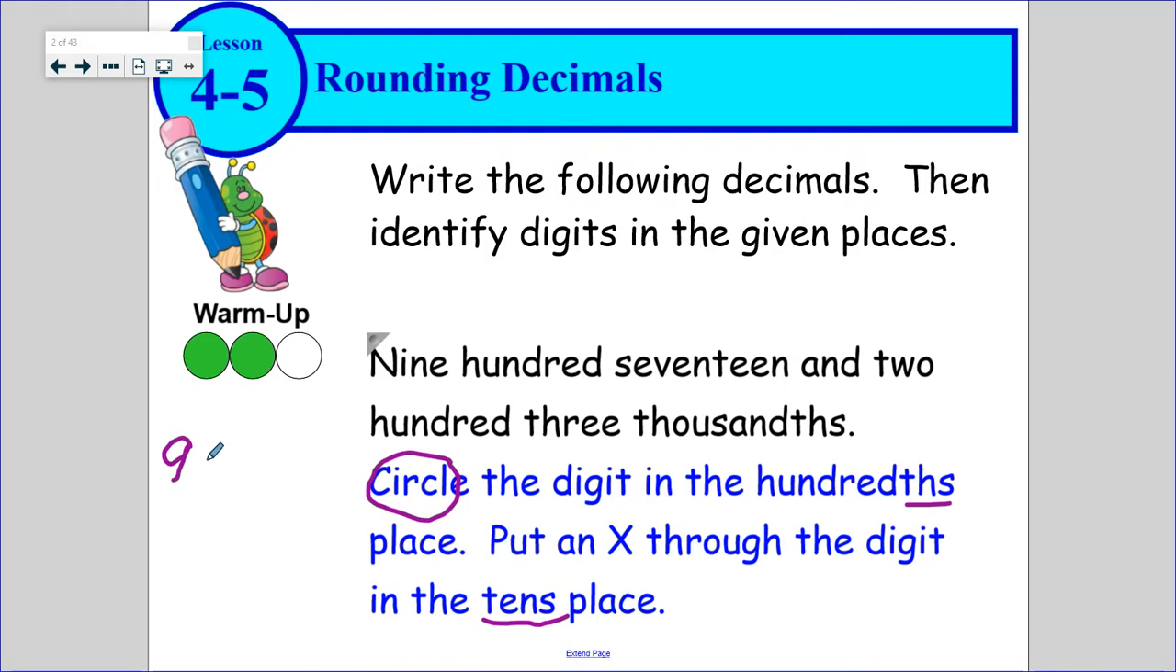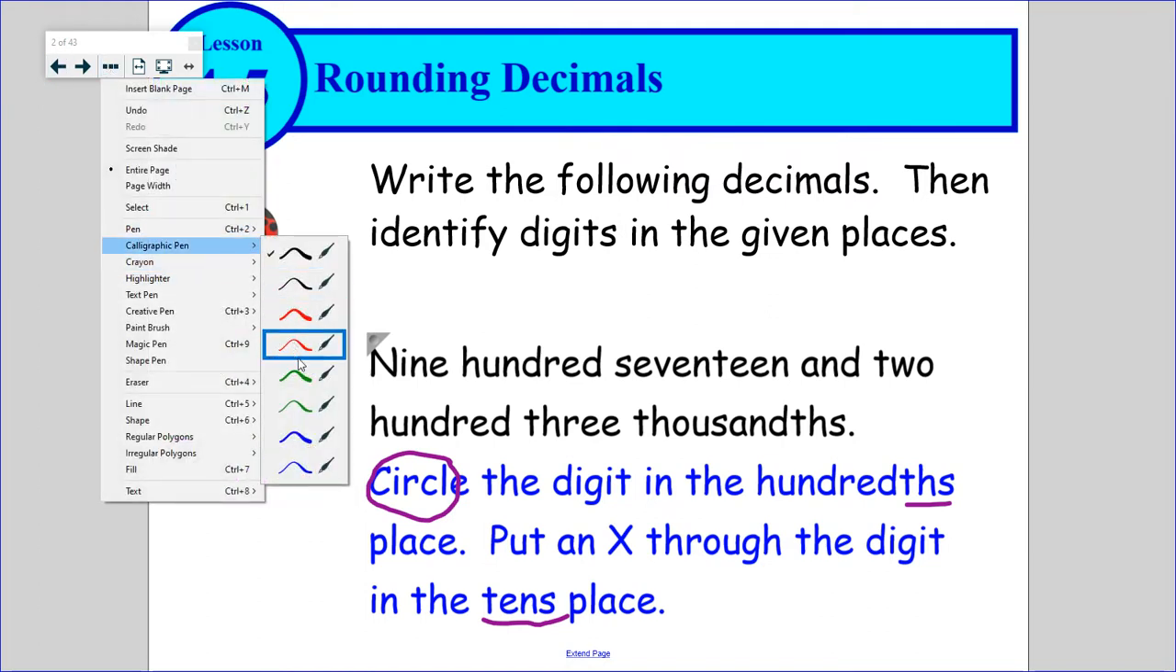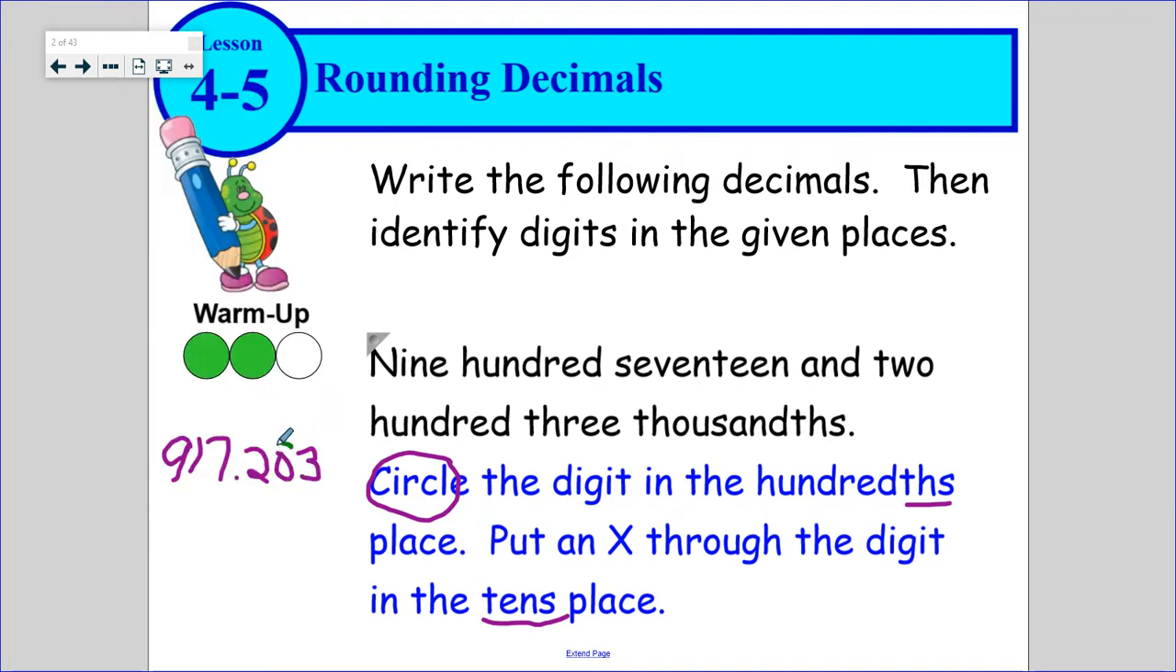So hopefully you're writing 917 and 203 thousandths. And they want us to circle the digit in the hundredths place. I'm going to change my color here for you. I'm going to circle my hundredths place, which is that 0, because we go tenths, hundredths, thousandths. And then we're going to place an X through the tens, which would be my 1. So you should have something that looks like this, an X through the 1, and a circle around that 0.